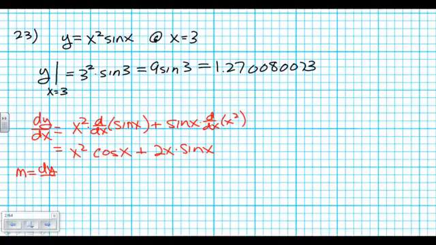How do we find the slope? It's a derivative at the point. Slope equals the derivative at a location. Slope equals derivative at x equals 3, and that's equal to 3 squared cosine 3 plus 2 times 3 times sine of 3, which is 9 cosine 3 plus 6 sine 3. And that's an exact answer.